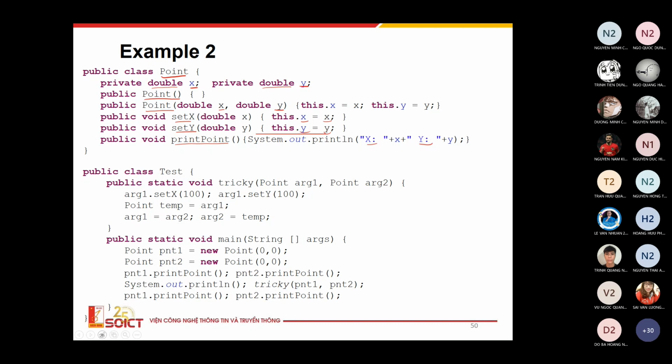Okay. And next, you will have the class Test. And I have a method tricky. Later we will read this tricky method, so we will go to the main first. Starting at the main function, we begin to run the main method.